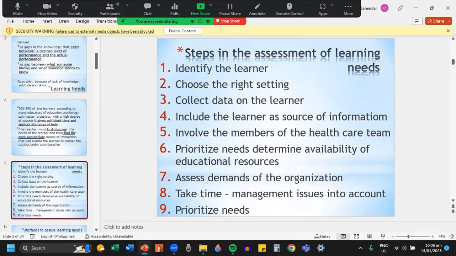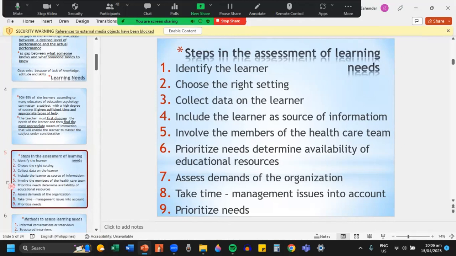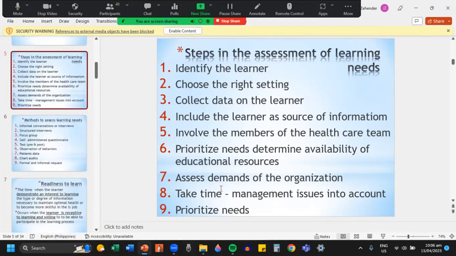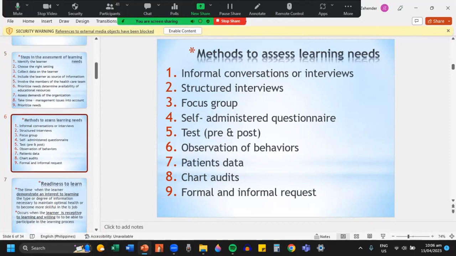Okay, so next, take time management issues into account. Okay, so time management is the key when it comes to planning out your teacher-learner sessions. And then 9, prioritize needs. Okay, so quite self-explanatory. Okay, so next slide, we have methods to assess learning needs. So how are you going to figure out, or how are you going to discover your patients' or rather your clients' learning needs?